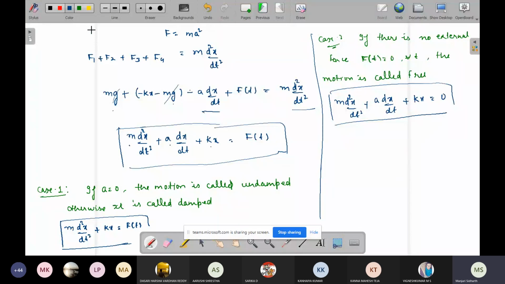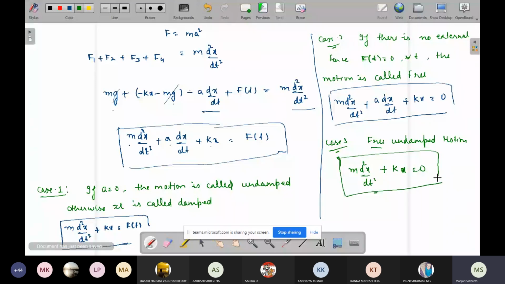Now, if I simply say free undamped motion, for free means no external force, undamped means a is equals to 0. So simply you can see that m d2x over dt square, a term is 0, plus kx is equals to 0. You can simply solve this homogeneous second order differential equation. This is also homogeneous. This is non-homogeneous. So this was the model related to the motion of the spring.